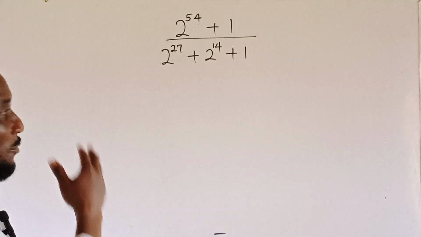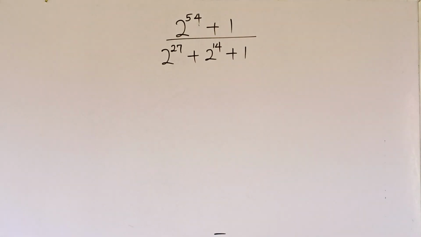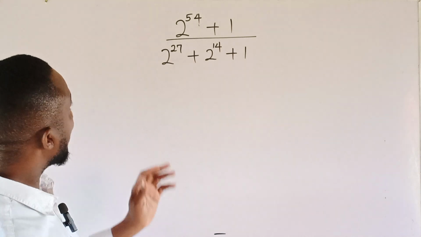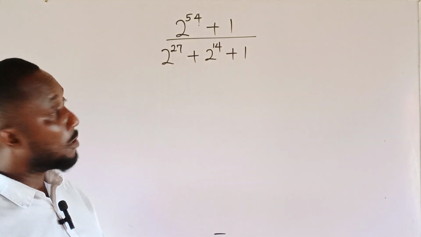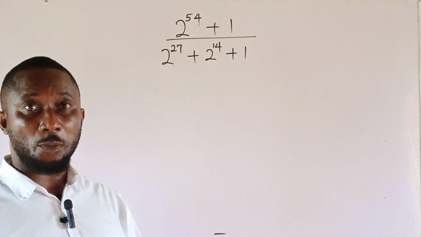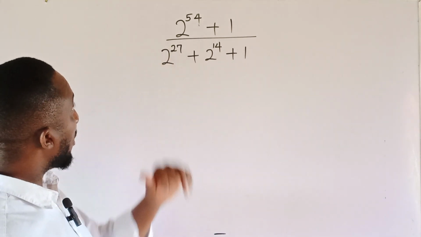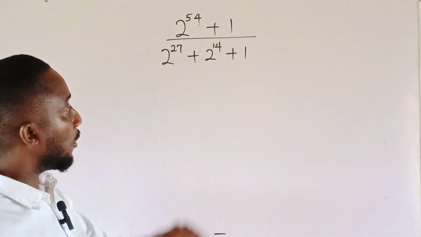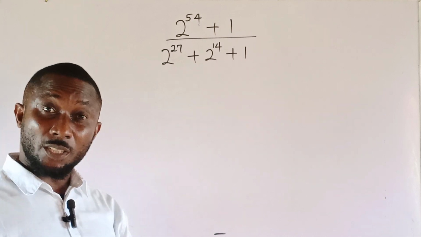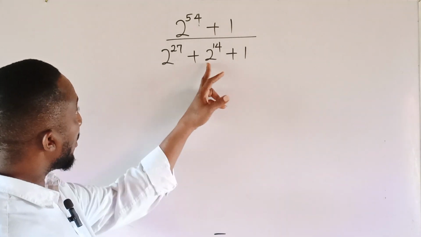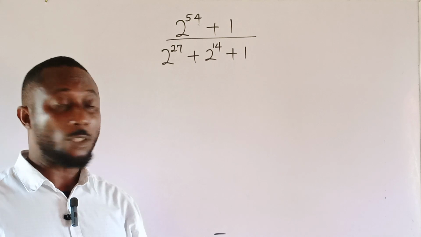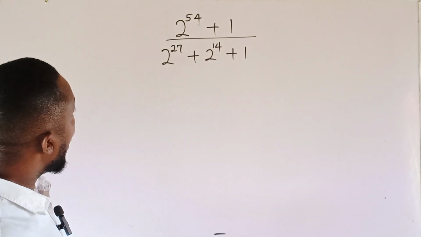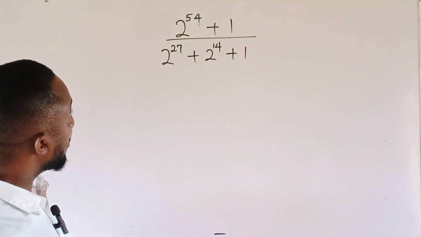Guys, come on, let's provide a solution to this problem. We have an interesting exponential expression from a Harvard University entrance exam math problem: (2 to the power of 54 plus 1) all upon (2 to the power of 27 plus 2 to the power of 14 plus 1). And we have to do this without a calculator. Hence, we need to think outside the box.